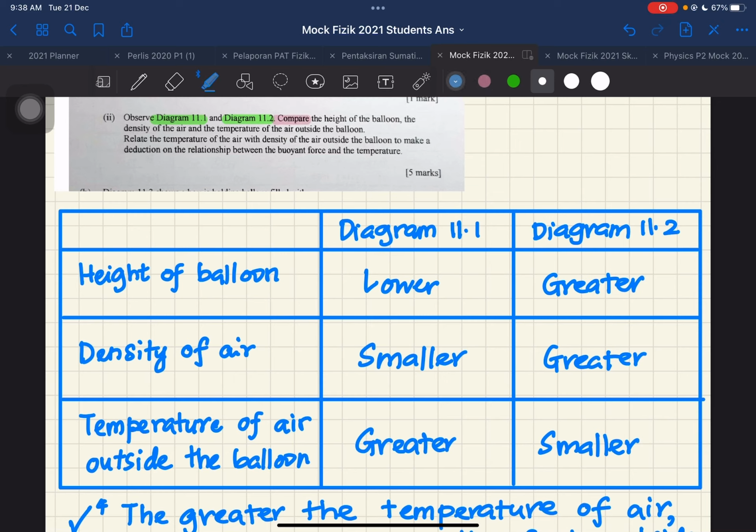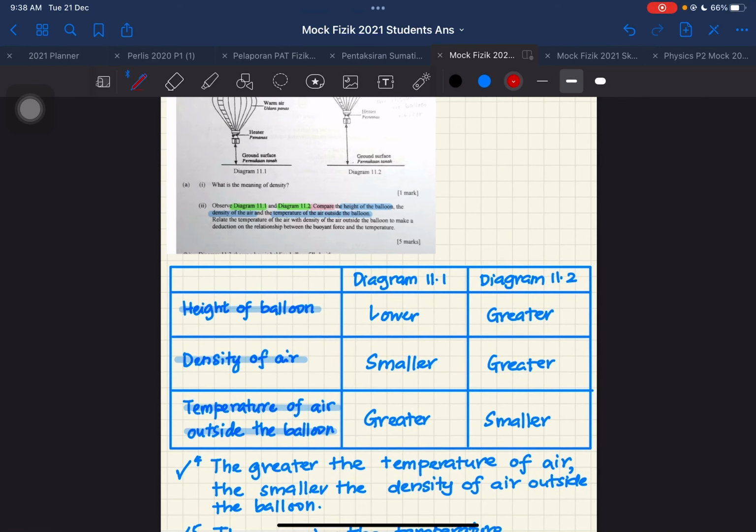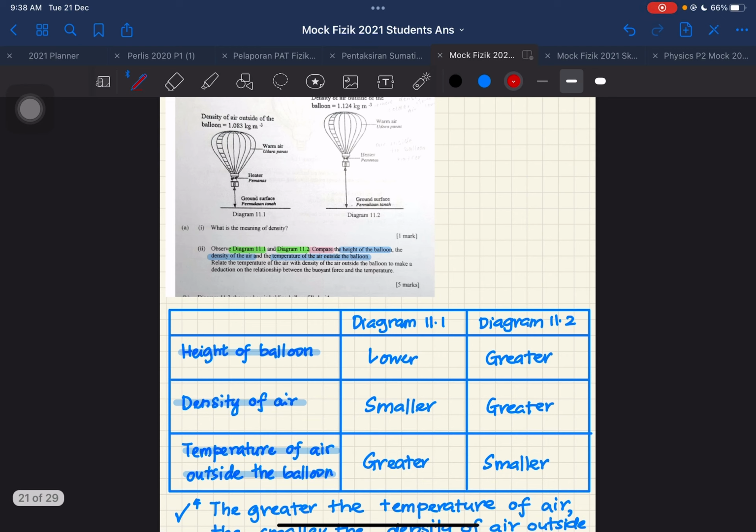The first point will be the height of the balloon. The second point is the density of the air. I already prepared it here. And the third point is the temperature of air outside the balloon. So you copy all of this. Then, diagram 11.1, you can see the height of the balloon here is low. Just write lower. And then 11.2 is greater. So here will be the first mark.